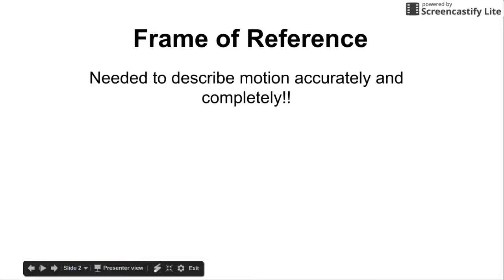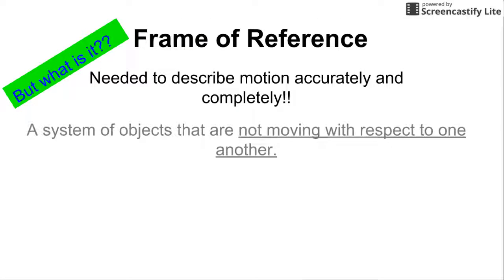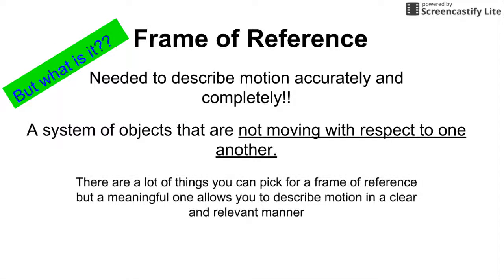So a frame of reference is absolutely needed to describe motion accurately and completely. And you'll see that there is a place in your notes for you to say what a frame of reference is. So a frame of reference is a system of objects that are not moving with respect to one another. And that's what we pick to detect motion. There are a lot of things that you can pick for frame of reference, but a meaningful one will allow you to describe motion in a clear and relevant manner.